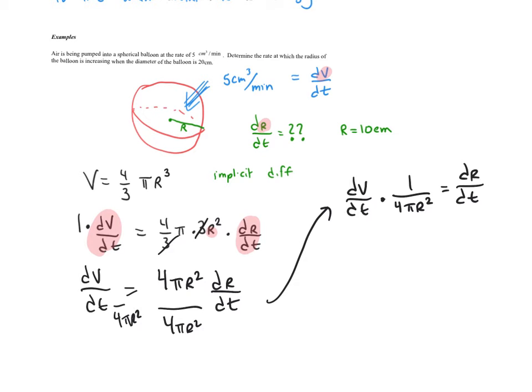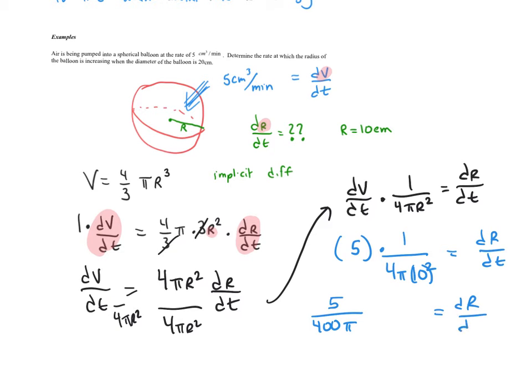We know dV/dt. dV/dt, remember, is 5. That's how much the volume is changing. And we know the radius. The radius is 10. So all we have to figure out is what this simplifies to. So if I simplify, it's 5/(400 pi). And it's how fast the radius is changing.